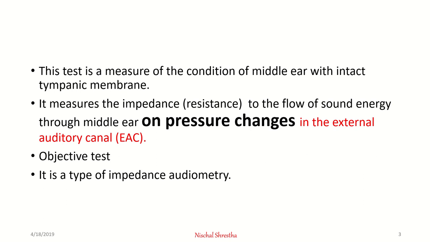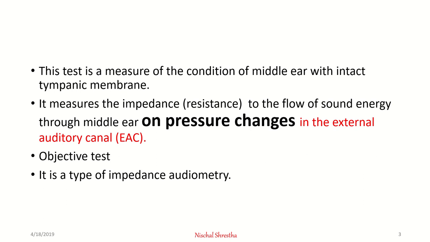Impedance means resistance to the flow of sound energy through the middle ear on pressure changes in the external auditory canal. So the thing is that the probe of the tympanometry has 3 channels. Each has its own function, and one of the channels of the probe changes the pressure of the external auditory canal. So it keeps on changing the pressure.